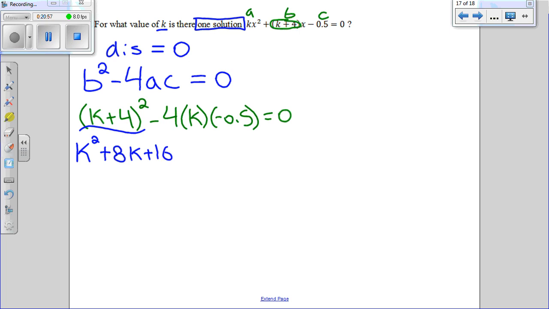Over here, recognize that these are all coefficients. These things are all multiplied together. So if you go -4 times -0.5, you'll get plus 2k equals 0.